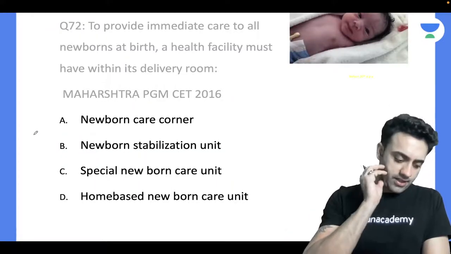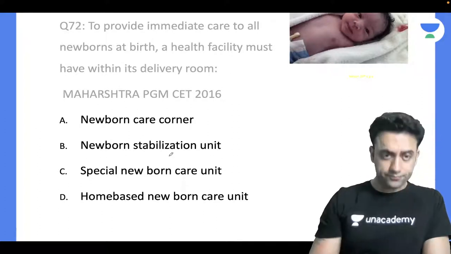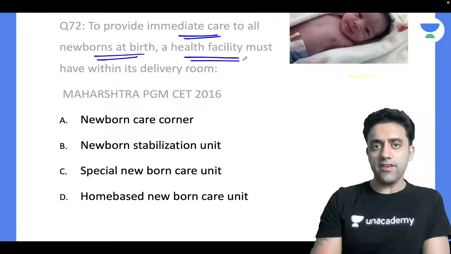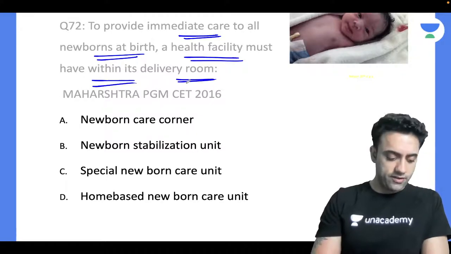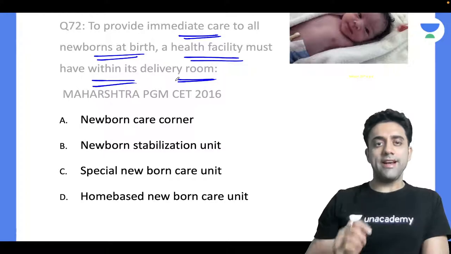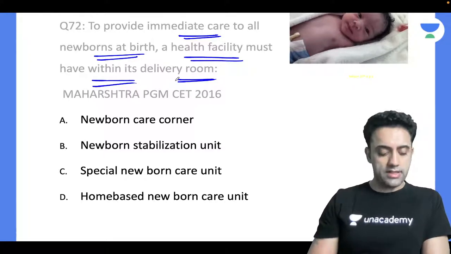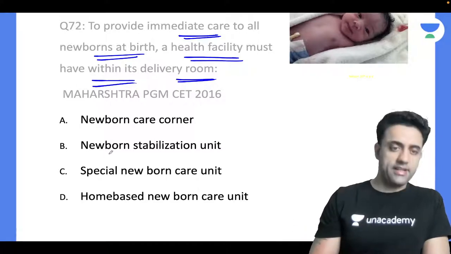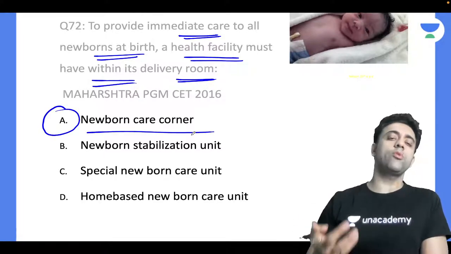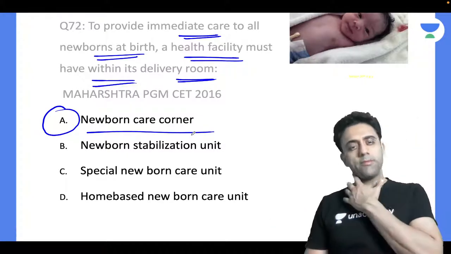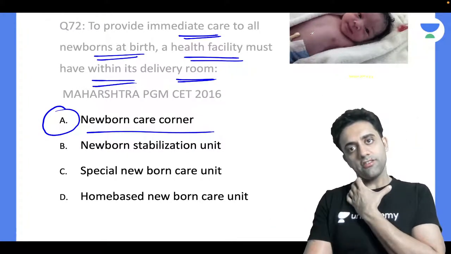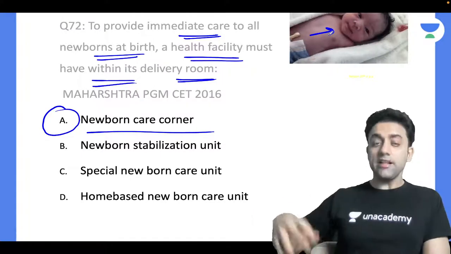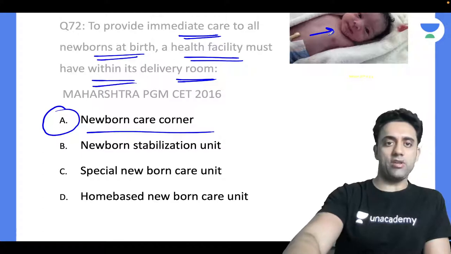Next, this is a good one. To provide immediate care to all the newborns at birth, a health facility must have within its delivery room what? A, B, C, D. The answer is the health facility should have a newborn care corner. In our hospital also, next to the delivery room, we always have an NBCC, newborn care corner.